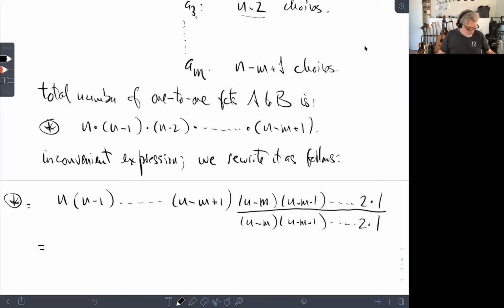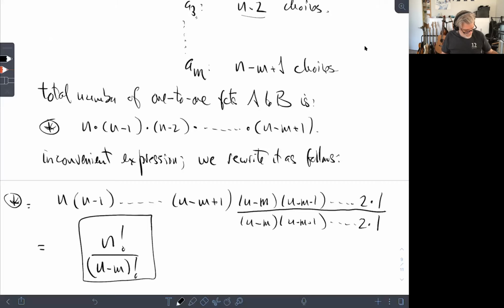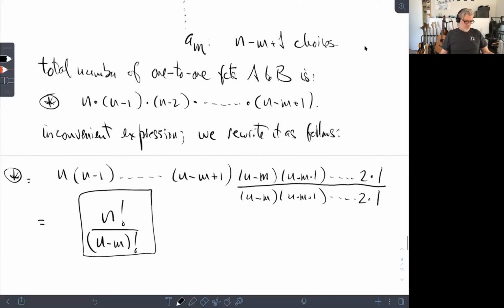Now, what's the point? The point now is that if you look at the top part, it's actually just n factorial. And what I added, if you look at the bottom, that's n minus m factorial, which is pretty cool, right? This is very compact. Right, so n factorial divided by n minus m factorial, that is precisely the number of one-to-one functions from a set with n elements to a set with m elements, as long as m is less or equal to n.